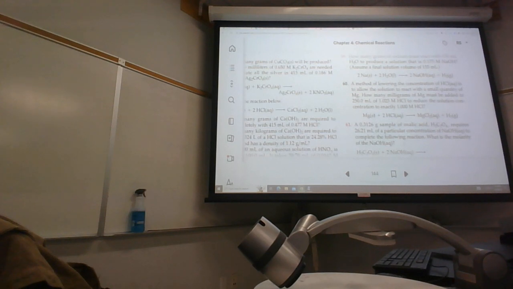Mr. Chabot, is that first one supposed to be nitrate? Yes. Okay, thanks, I was thinking nitrate. Yeah, the first one's supposed to be nitrate. Do you see the difference?